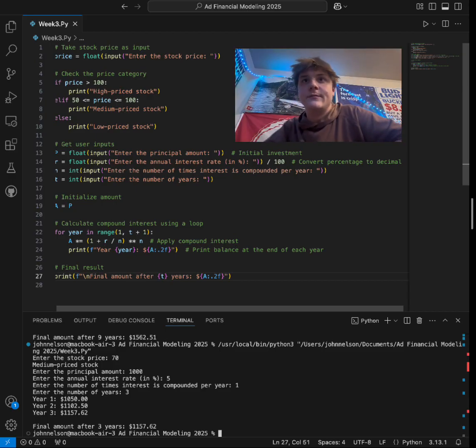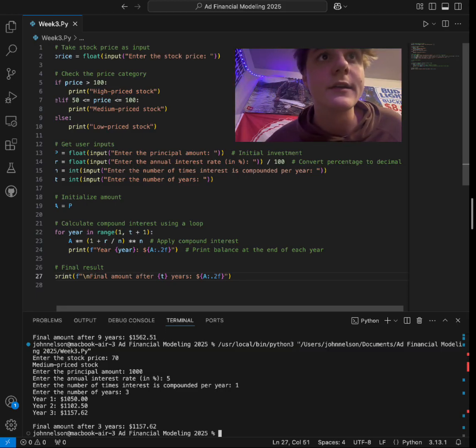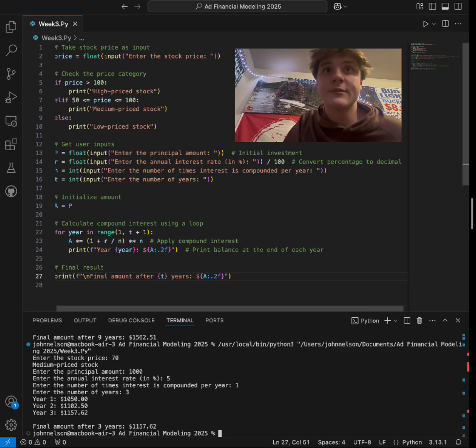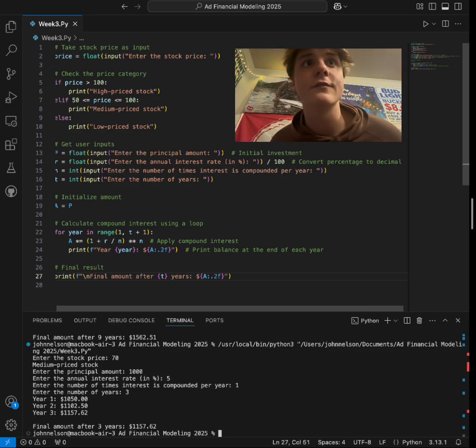Our next exercise was to create a program that calculates compound interest over multiple years using a loop. So we get user inputs, P equals float, input, enter the principal amount, number sign, initial investment. Then R equals float, input, enter the annual interest rate in percentages, and then parenthesis sign divided by 100, because you want to convert the percentage to a decimal. Number sign, convert percentage to decimal.